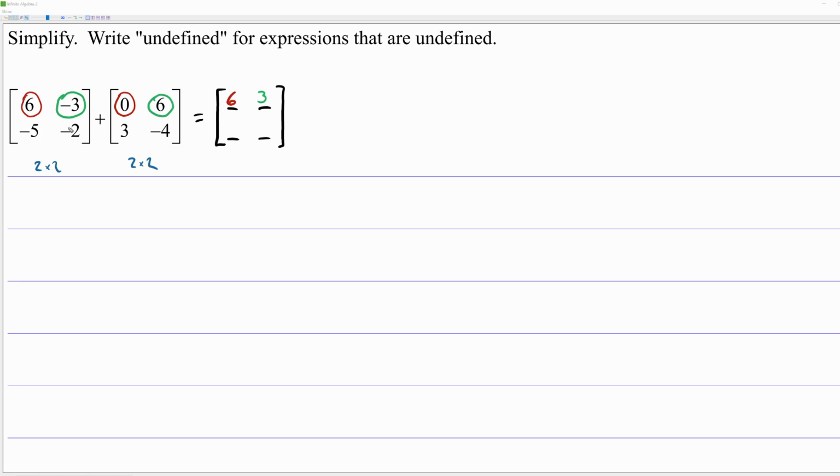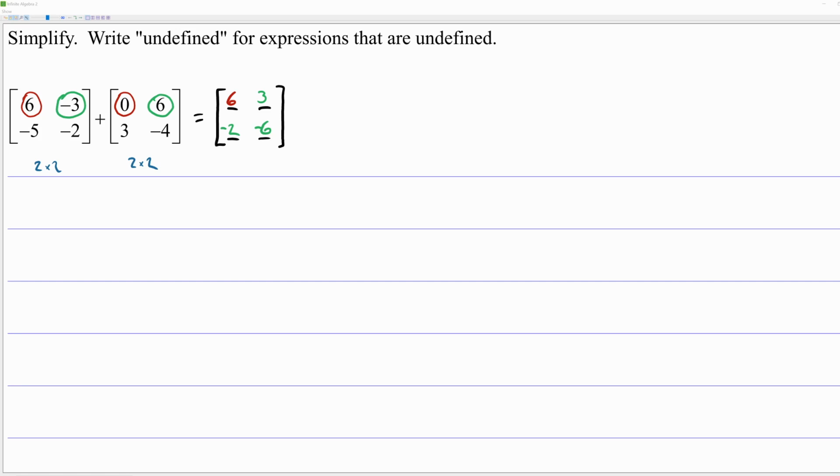Now I'm not going to circle the rest because it's the same. -5 plus 3 is -2. -2 plus -4 is -6. If this were matrix subtraction, it works exactly the same way. You just subtract the elements. Be careful of minus signs.